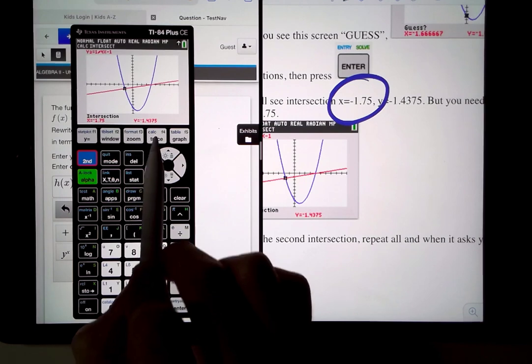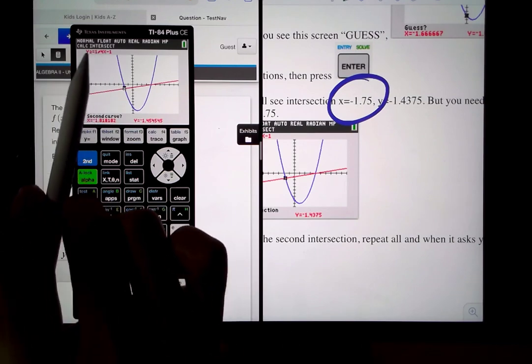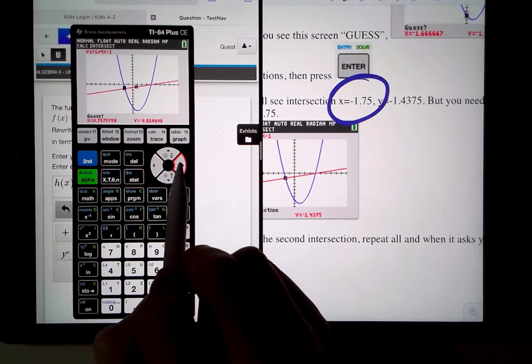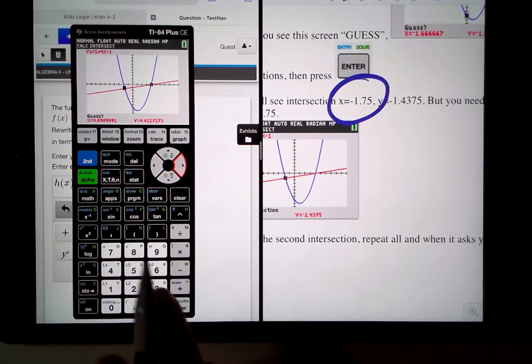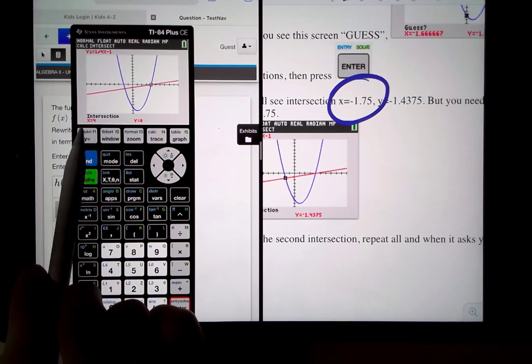So second trace, intersect, first curve, yes. Or you can look at this up here. It's automatically changed. Yes, and guess. But this time, I want to know this one. So you need to go closer to there, right? I want to know this point. So what? Intersection is 4, 0.